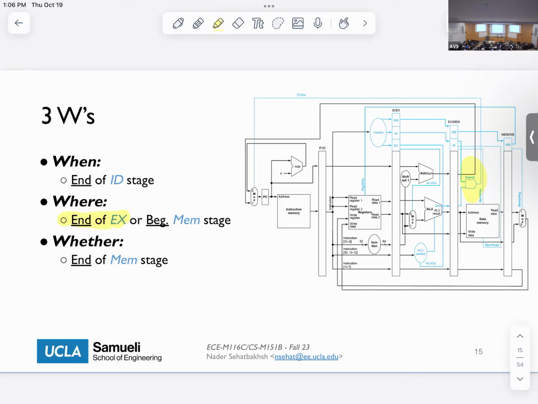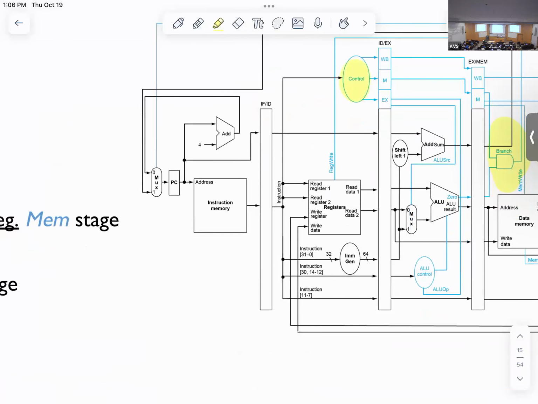Why does the when happen at the end of the ID stage? Because the when is when we know that this is a branch instruction. And knowing that this is a branch instruction happens in the control, which is during the decode stage.